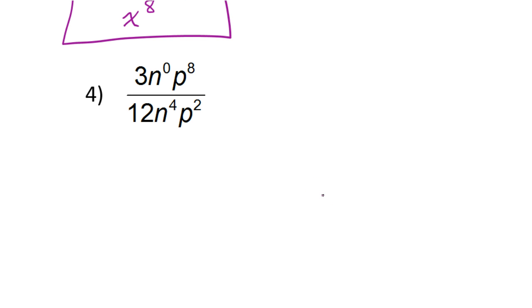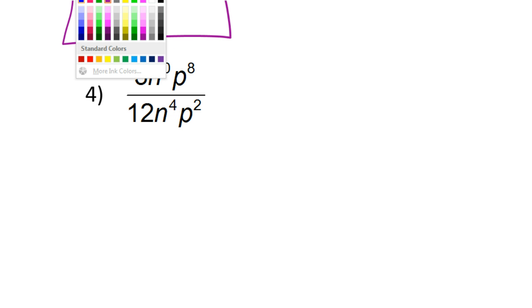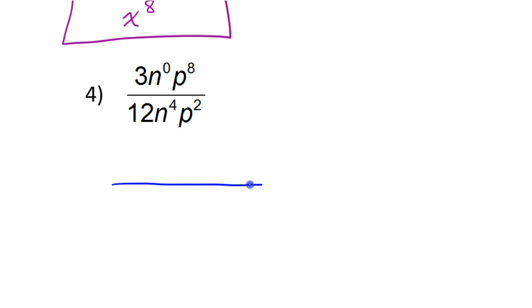Alright, now number 4. I don't see any negative exponents, so I can go ahead and get to work on this. 3 divided by 12. Both of these are divisible by 3. 3 goes into itself once. 3 goes into 12 4 times. So that's going to reduce down to 1/4.